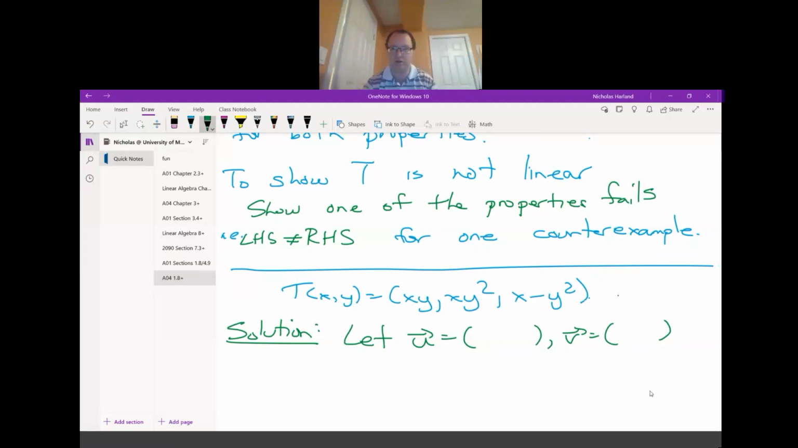1, 2 sounds good. Careful, what's the domain of this transformation? R2, so if you're giving me something that's not in R2, we got a problem. 3, 4, sounds good. And if anyone's wondering, because it's a natural question, where do these vectors come from? The answer is they came from whatever you feel like.